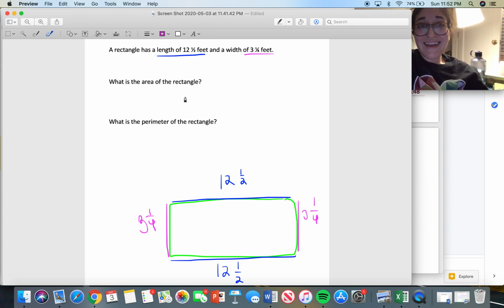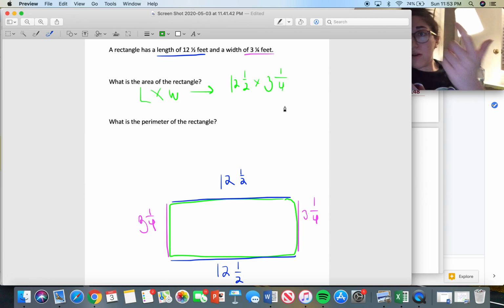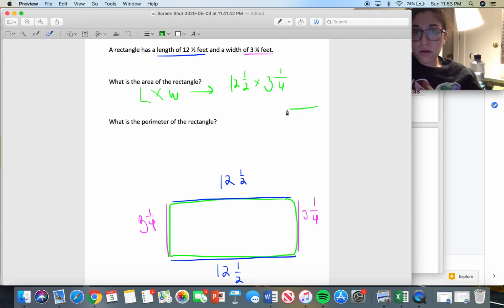Now, the area of the rectangle, remember, is length times width, or in this case, 12.5 times 3 1/4. Now, how can I do that? Well, I want to go back to the area model we talked about earlier. Let's break this up, shall we?